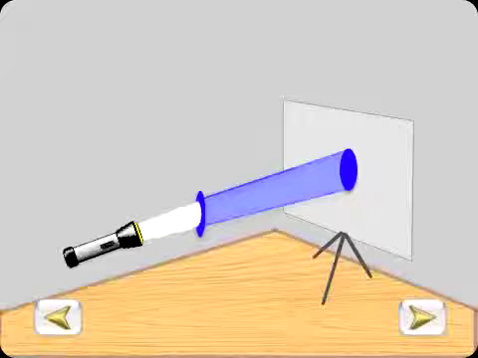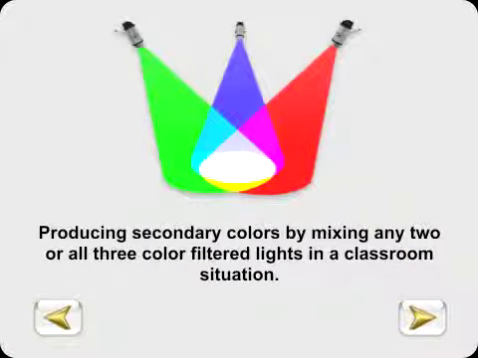In a physics class, you normally would have a box with 3 independent lights, in front of which you put 3 different filters. In this case, green, blue, and red. In the center, where they intersect, you see white light, and you see the secondary colors produced by the intersection of any 2 of the other colors.